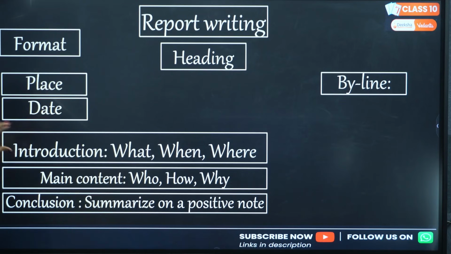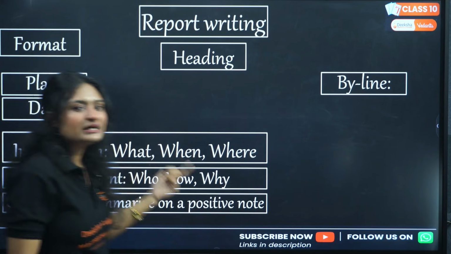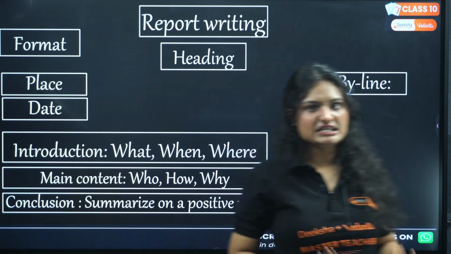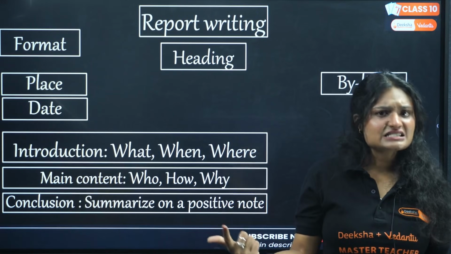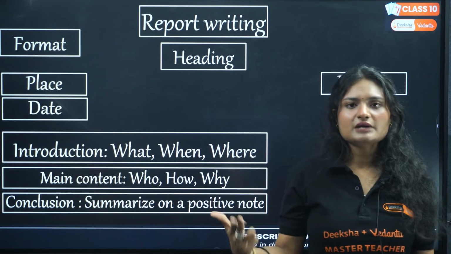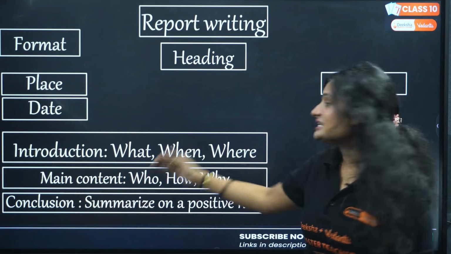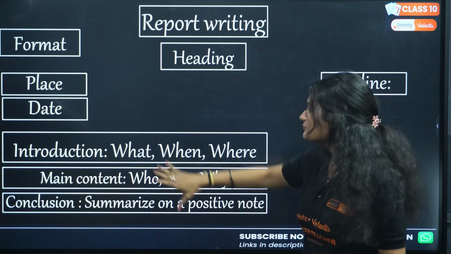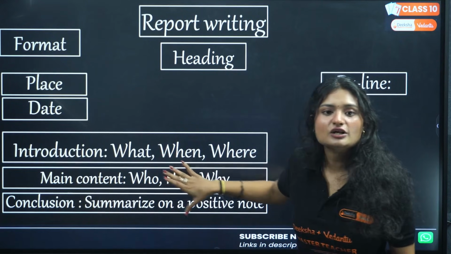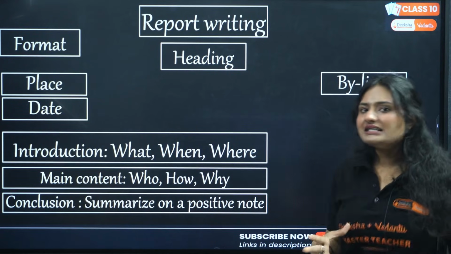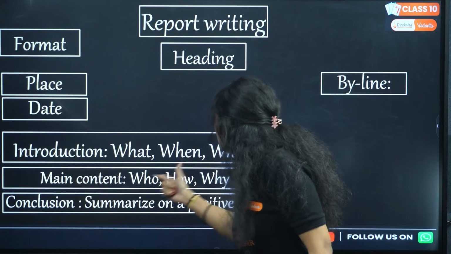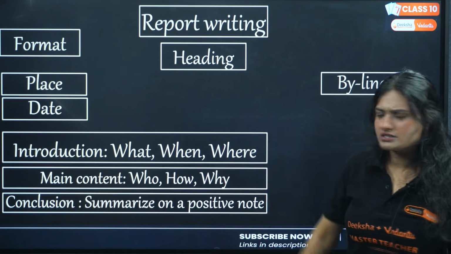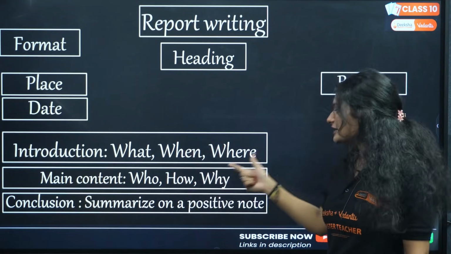Then start with the introduction. Focus on what, when, where. This is the sequence. What has happened? When has it happened? Where has it happened? Okay, that should be your introduction. In the next paragraph comes your main content. What is the main content? You tell about who, how, and why, my dear kids. Who did it, how they did it, and why they did it.